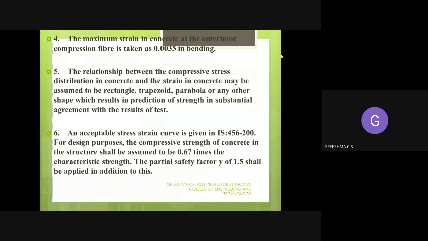I have explained the stress-strain diagram in the first module, with the figure, showing how the factor of safety is applied and how the 0.67 is applied. The same thing applies for columns also; there is no difference.